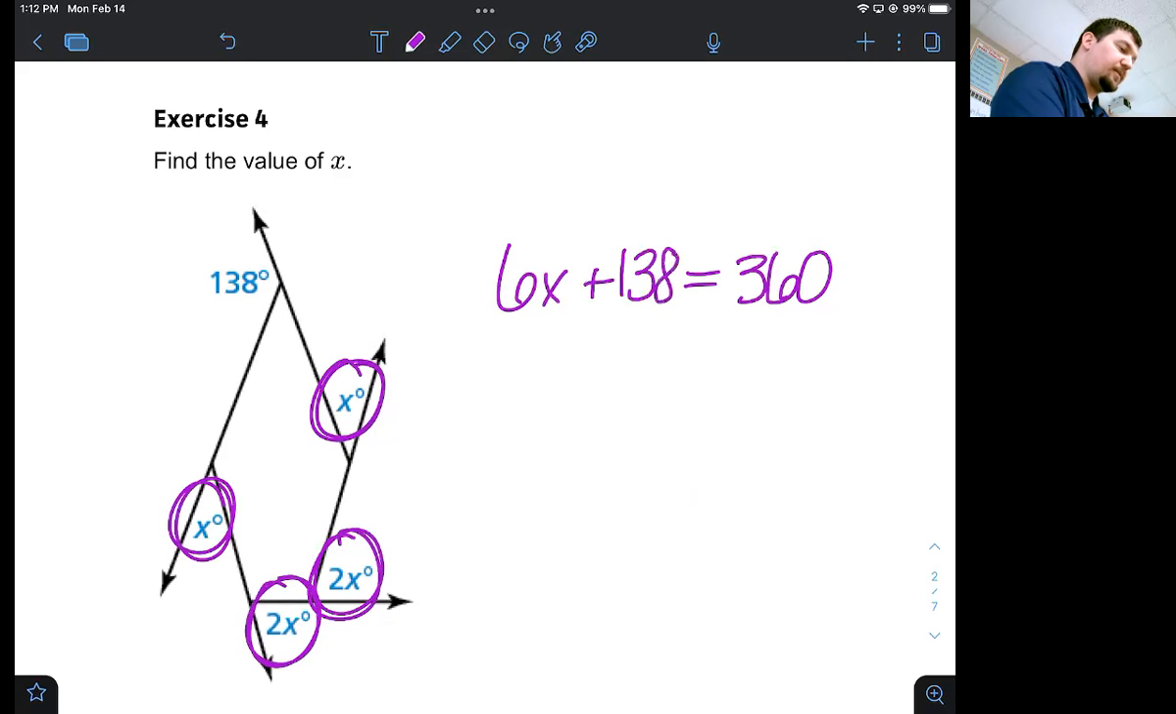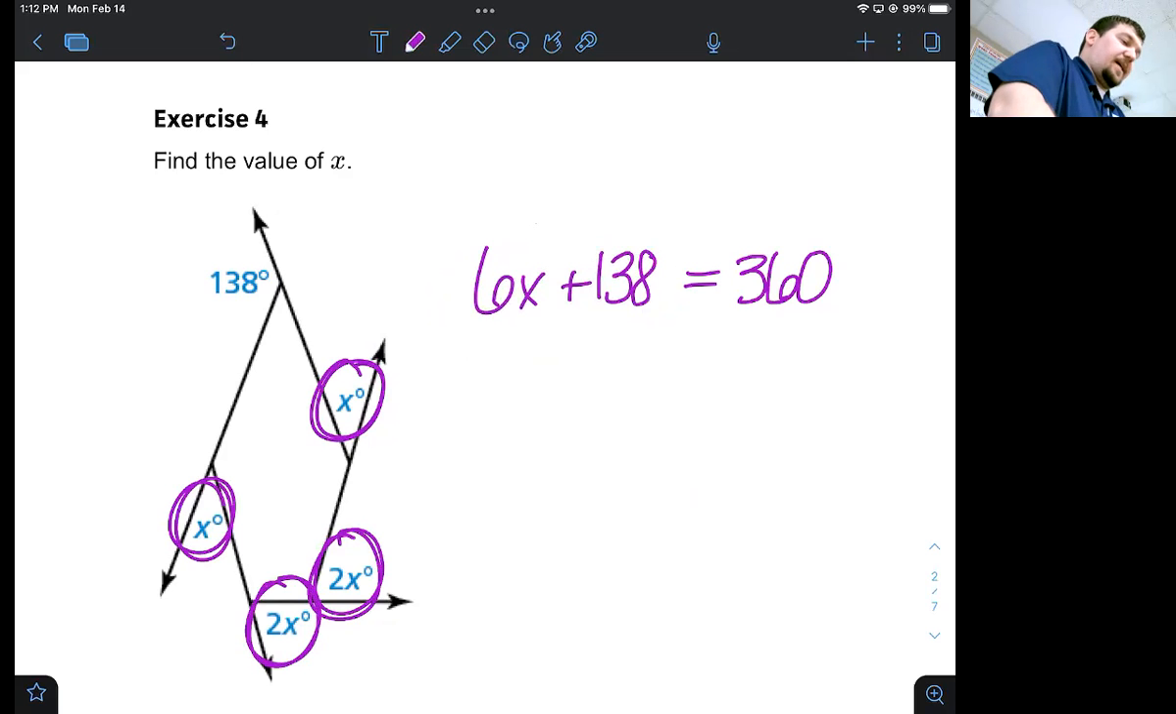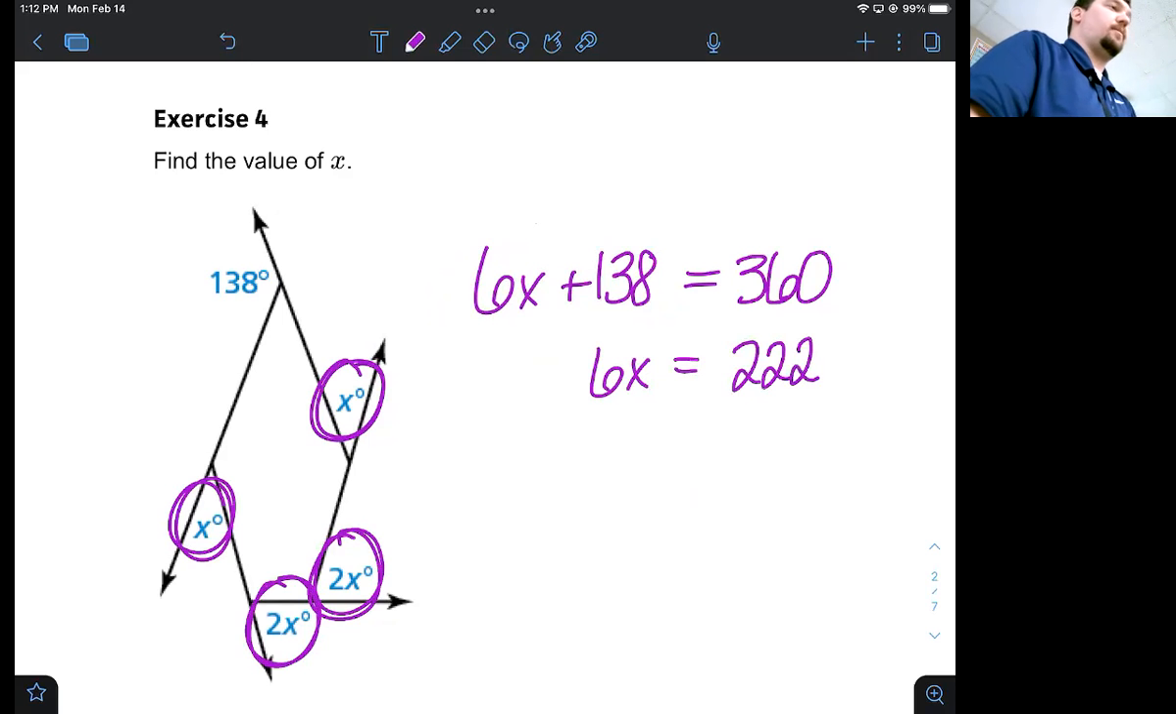I'm not missing any right angles, am I? Dawson, no? Okay, good. Double check. All right, Martin, what's our next step? Excellent. What's 360 minus 138? Okay. You said 222? And our next step, Martin? Awesome. Divide by 6, and that's going to give us just 37. Yeah, and you could put degrees.